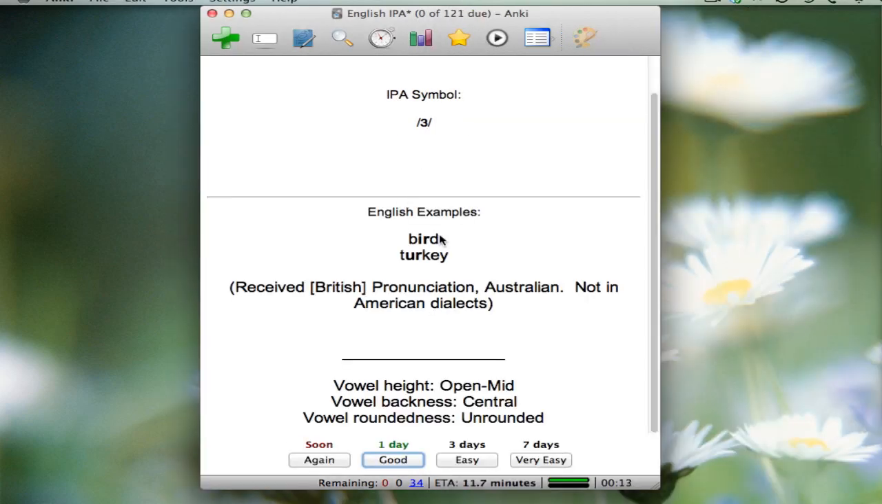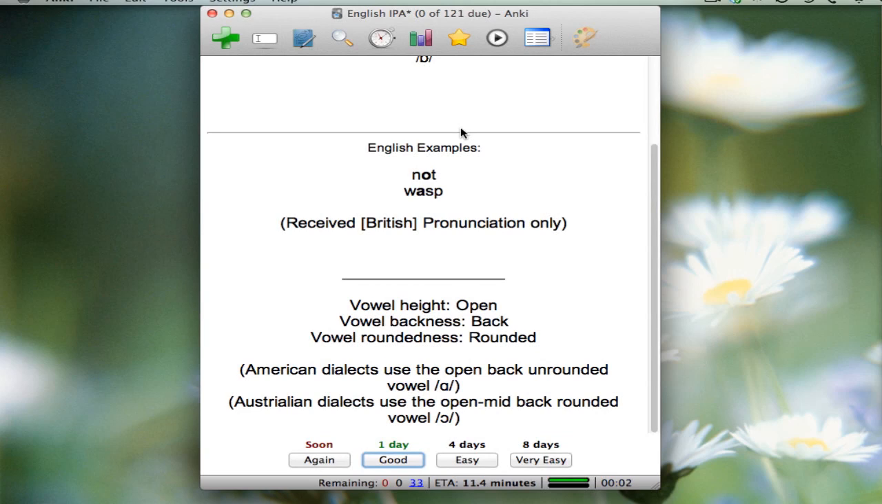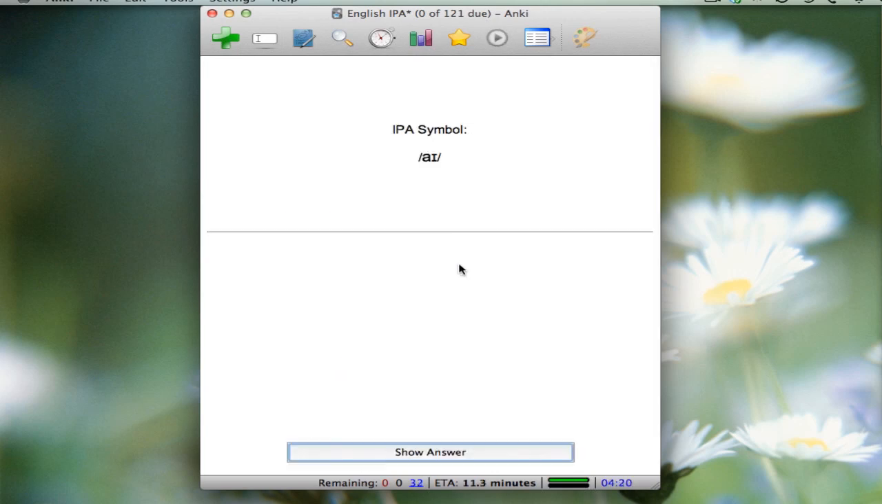We just talked about this. This is bird and turkey from Received British Pronunciation. This is the not R-colored version of it. This is a difficult sound for me to pronounce. It's basically an ah with rounded lips. In general, American dialects use the open, unrounded version of this. And some Australian dialects will use a rounded version, but they'll make it even more closed. I'm not that familiar with Australian dialects.